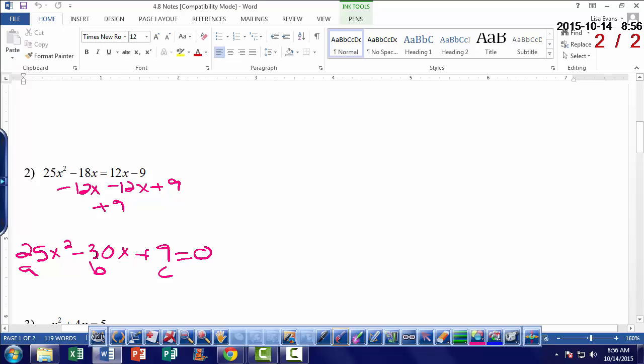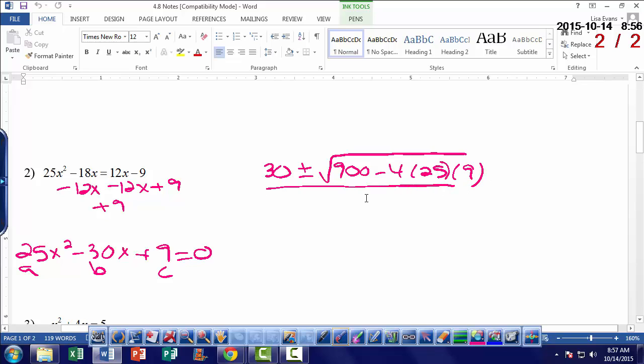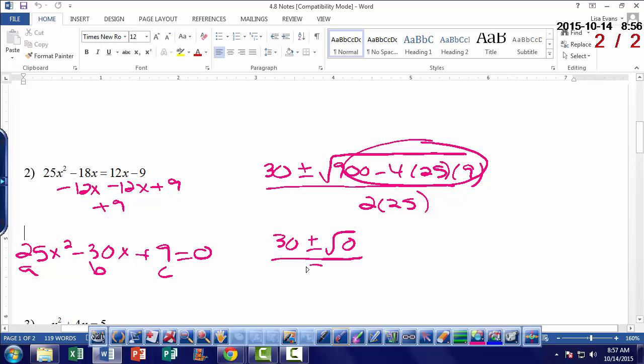So my B happens to be negative 30, but in the problem, B is already negative, so that becomes a positive 30. Plus or minus b squared, when we square 30, we get 900 minus 4 times 25 times 9, all over 2 times 25. Okay, go ahead, simplify this. When we do negative 4 times 25 times 9, we get negative 900. So 900 minus 900 is 0. So we end up with 30 plus or minus the square root of 0, which is 0, over 50.